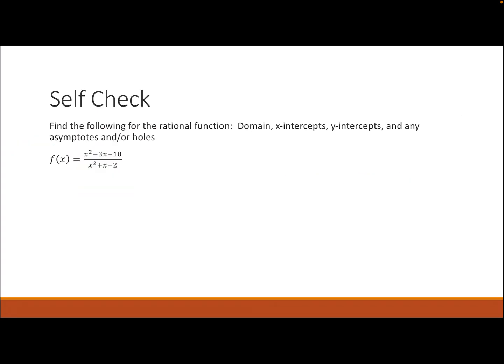All right, so for this one, it's a self-check. Pause the video and see if you can come up with the domain, x-intercepts, y-intercepts, and any asymptotes or holes for the function. So first, we're going to factor this. So we're going to have x squared, just x minus 5 times x plus 2, and then divided by x plus 2 times x minus 1.